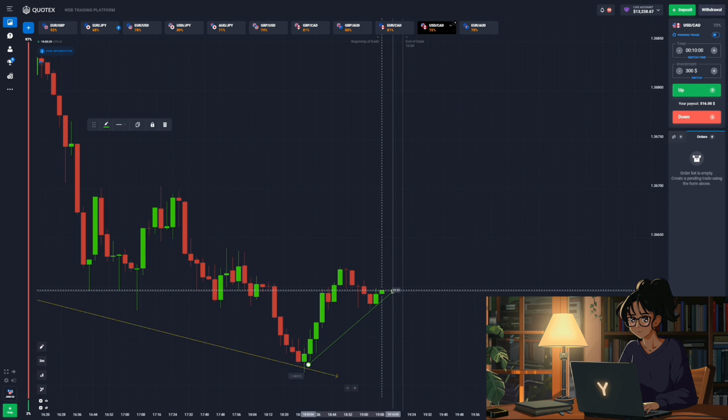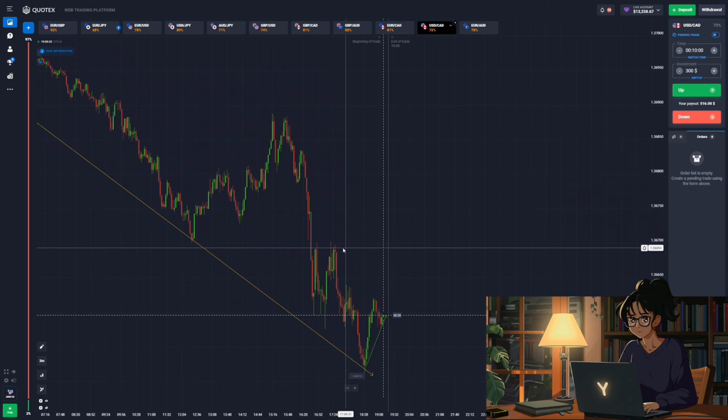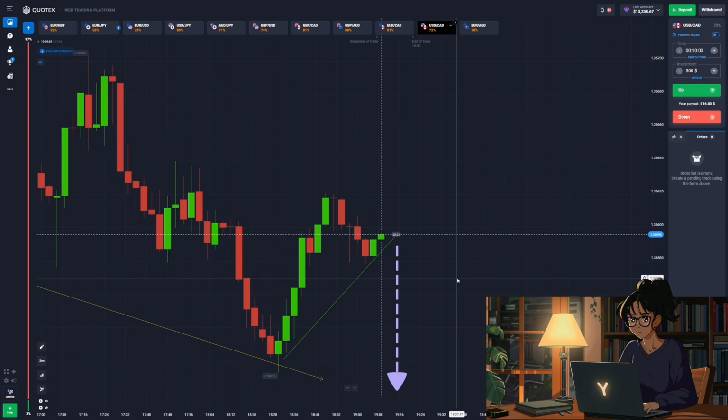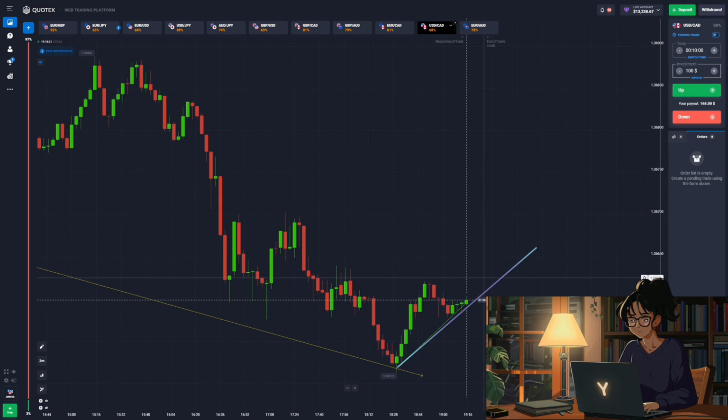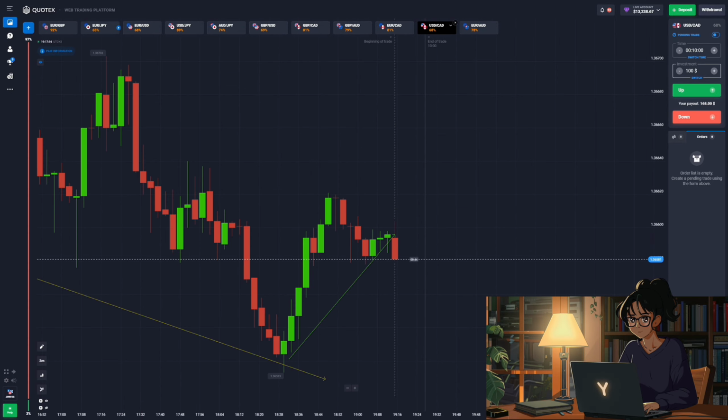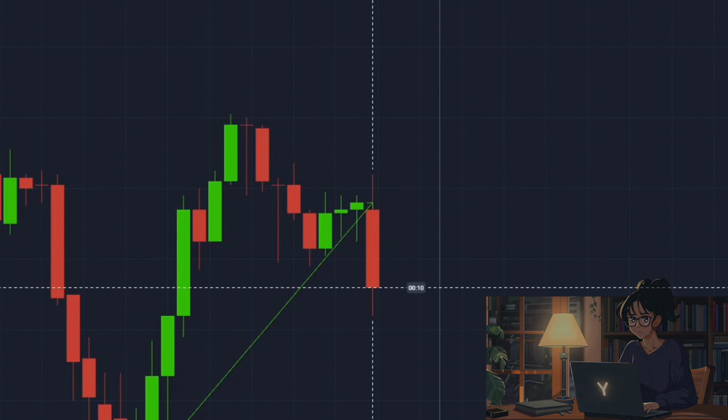Let's look at some situations. Situation 1. Short-term and long-term trends move in opposite directions. In this case, draw both trend lines. Wait for the short-term trend line to break with a strong candle, then enter a trade in the direction of the long-term trend.